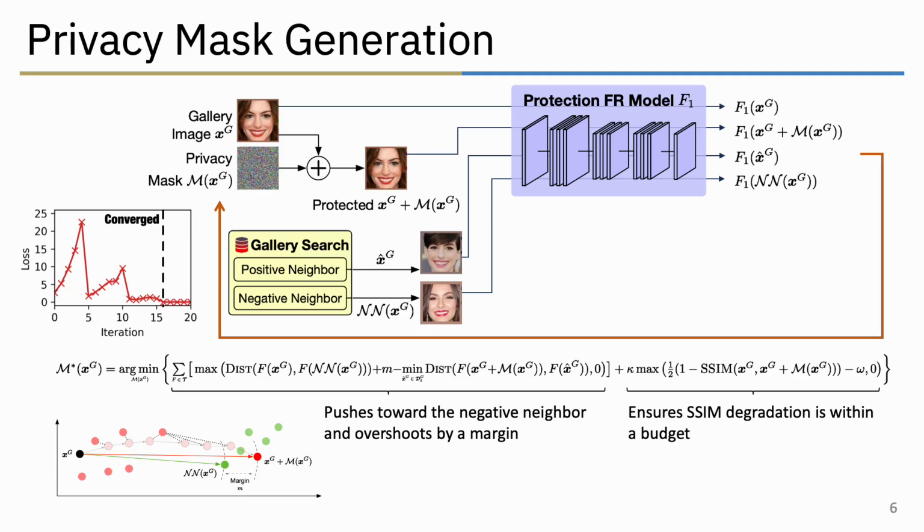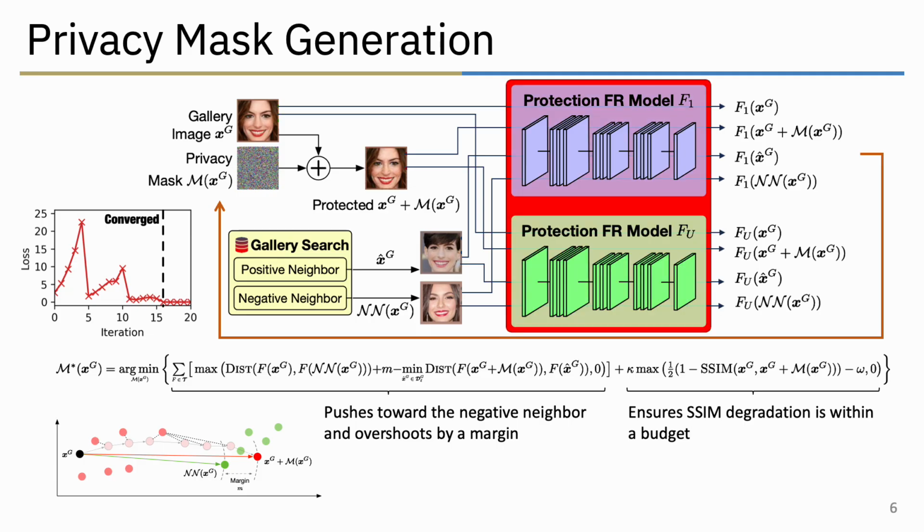So far, I have talked about how to protect against a given FR model. However, our goal is to be effective against unknown ones, because we don't know which one will be used. Here, we use an ensemble approach with joint optimization. The key challenge is which FR models we should choose to form a team, so that synergy can make the privacy mask effective against other models not in the team.